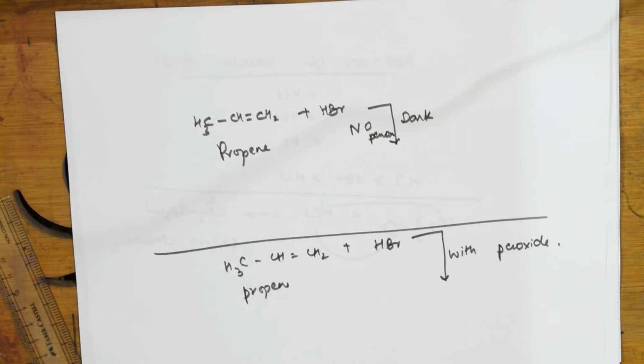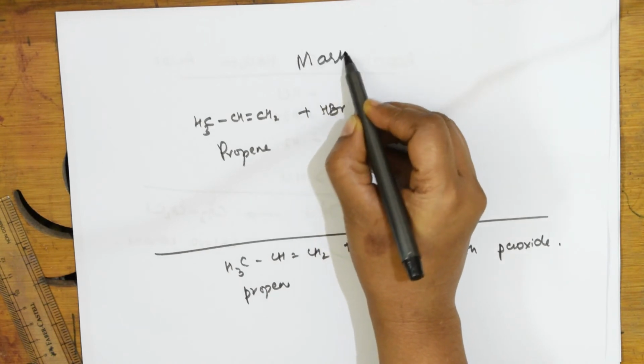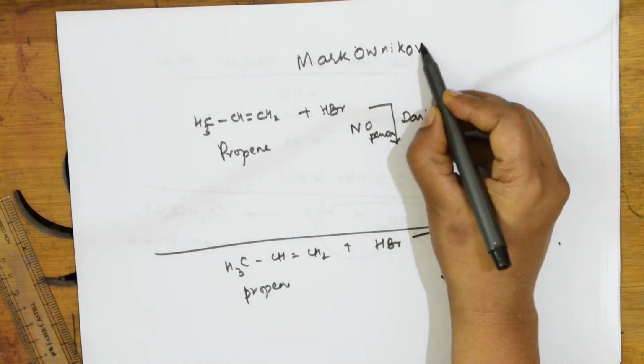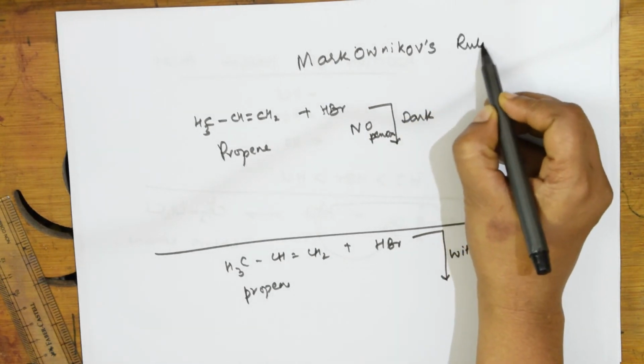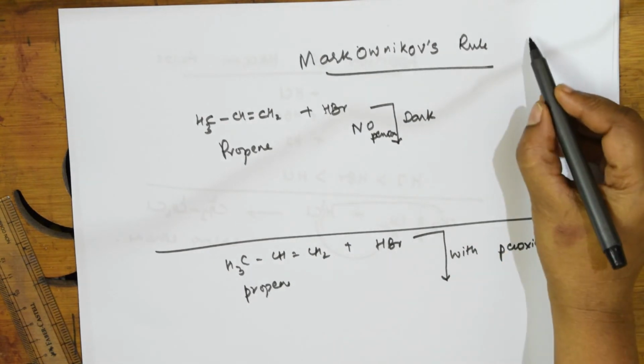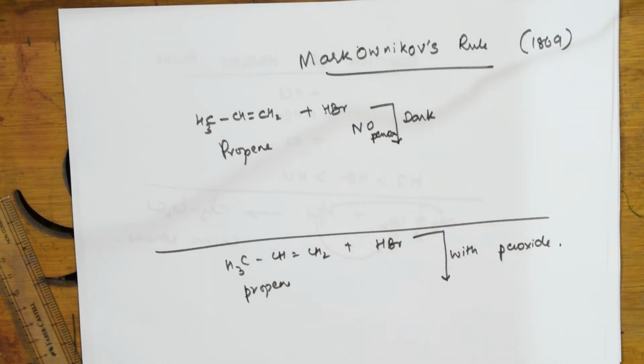So here the main concept comes from a Russian chemist, Markovnikov, spelled M-A-R-K-O-V-N-I-K-O-V. Markovnikov's rule came into existence for studying unsymmetrical alkene addition to halogen acids. In 1869, he framed a rule called the Markovnikov rule. He was a Russian chemist. First we will see the product and then start defining.